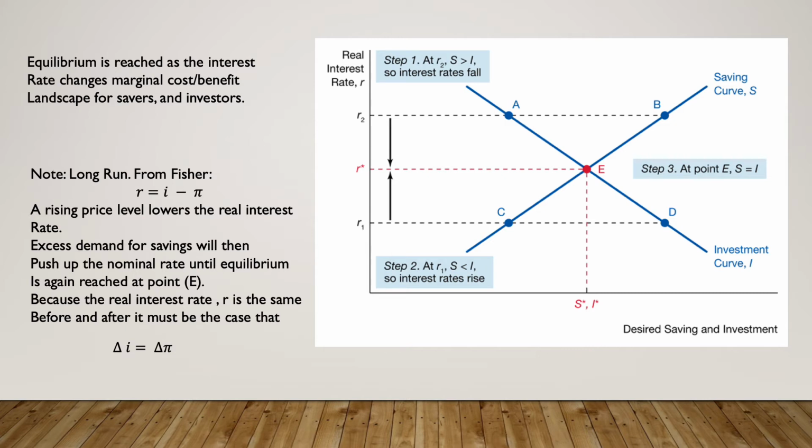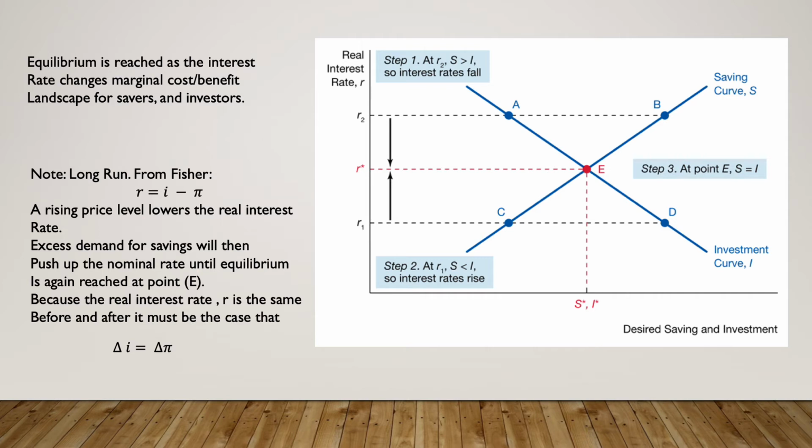So we have the classical dichotomy again, right? Movements in a nominal variable such as inflation generate equivalent movements in another nominal variable such as the nominal interest rate, causing us to see no change in the real economic variable, the real interest rate, and consequently no change in the amount of savings and investment that's getting plowed into the economy. So movements in inflation will not generate financial cycles that will destabilize the economy.